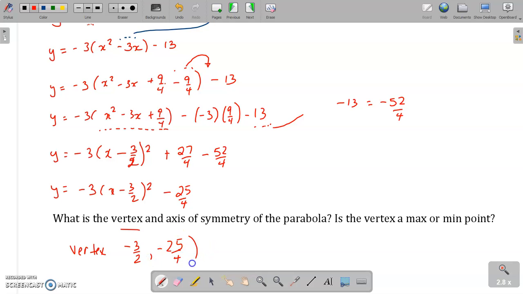So it's not always a nice number, right? Is the vertex a max or a min? Well, we look at the a value. The a value is negative 3. Since that's less than 0, the parabola is going to look like this. So this point here is your vertex, which would be negative 3 over 2 and negative 25 over 4. And it's got a stretch factor of 3. But that means there's a maximum because it's downward facing, because it's less than 0. So I'm going to pause and get to the next page.